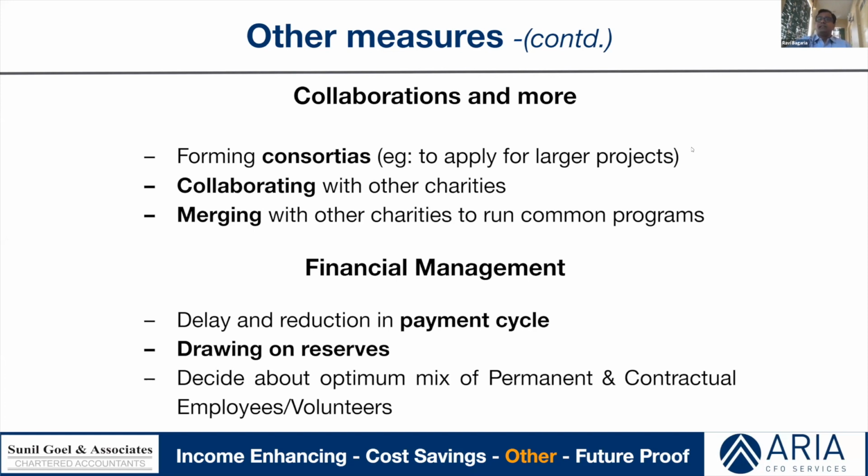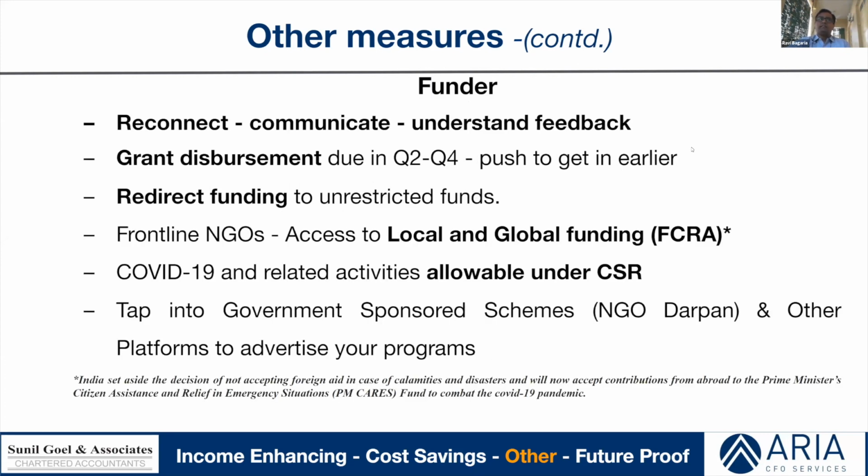You can delay your payment cycles, pay once in a month. This will ensure you have cash for a longer time and be able to invest it for more. Draw down on your reserves in your balance sheets. Decide about what is the optimum mix of permanent and contractual employees versus volunteers. Take this time to reconnect with funders, communicate with them, understand and make them understand what your situation is. It will help both of you empathize and understand and get feedback.